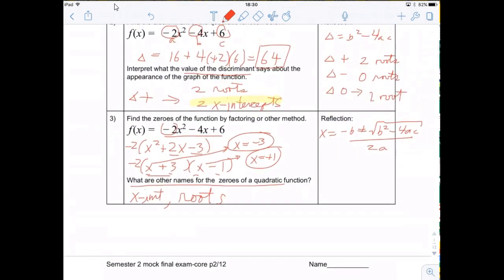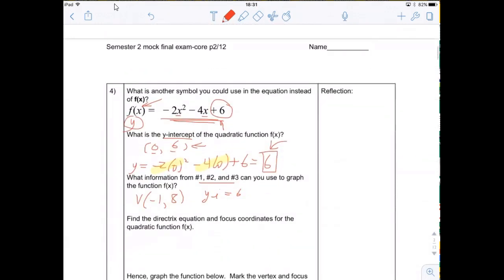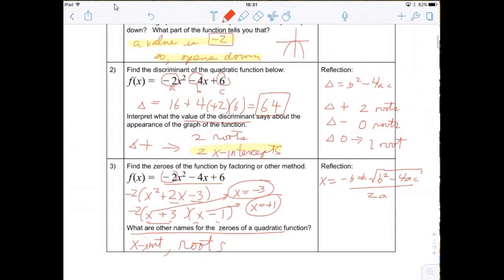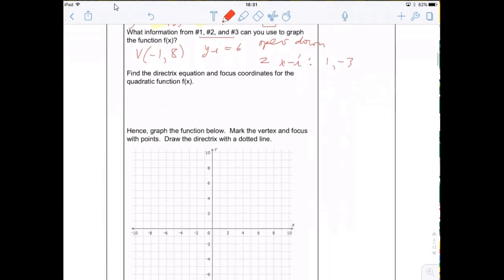We do know that the graph has two x-intercepts, and we know that it opens down. So we're going to write that: opens down, and two x-intercepts. We also know the x-intercepts are at +1 and -3. So we know quite a bit.